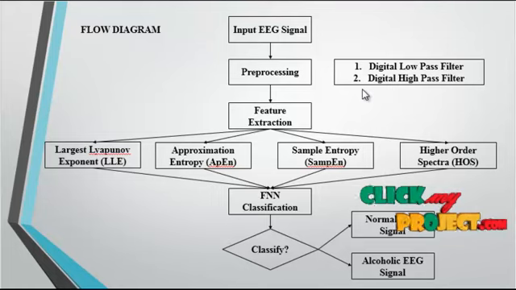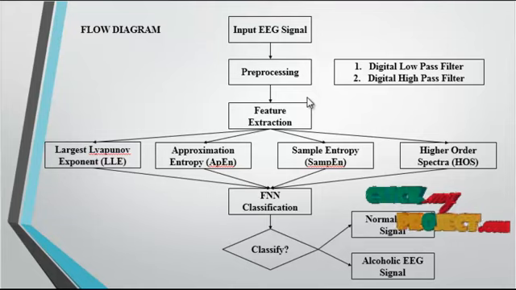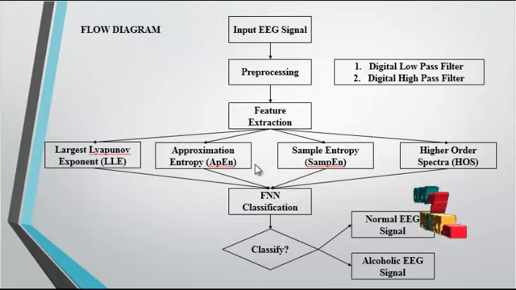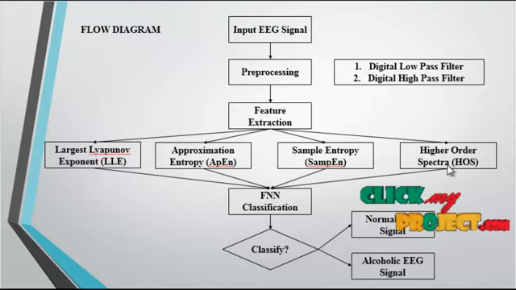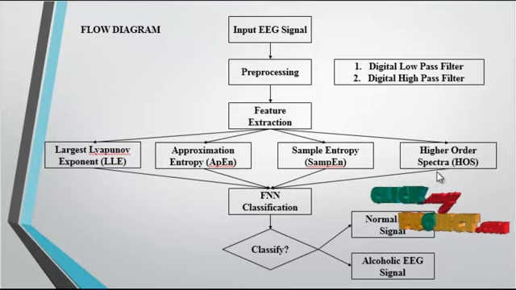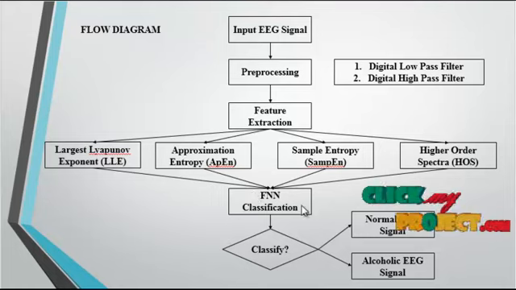After the pre-processing step, the feature extraction is carried out. The features are extracted from the signal using these four types of feature extraction methods. The first one is the LLE, then the APEN, then the SAMPEN, and then the fourth one is the HOS. By using these four parameters, we can extract the corresponding data from the signal, and these data are considered as a test feature. After collecting the test feature from the input signal, the classification is done.